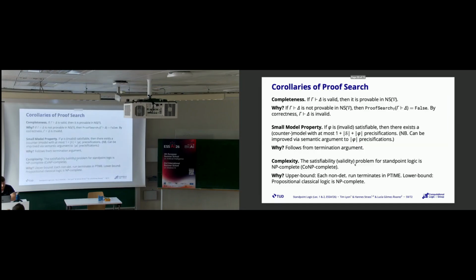Okay, so there are a few corollaries of proof search. I established soundness of the nested sequent calculus earlier by showing that all of the rules were sound, but we actually didn't prove completeness.